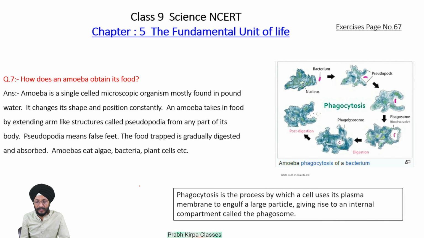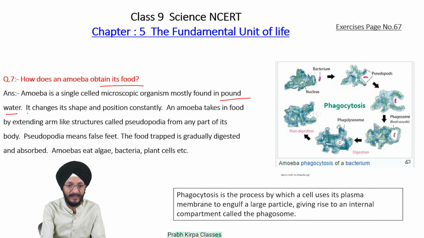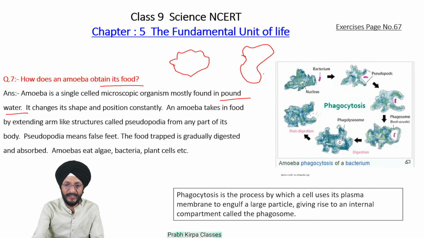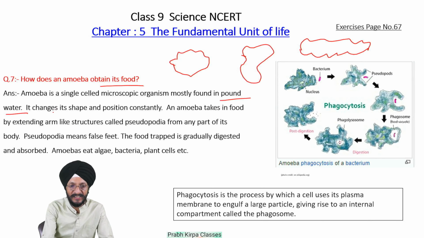Now another important question is, how does amoeba obtain its food? As you may already know, amoeba is a single-celled organism. It is mostly found in pond water. It may have any shape. It may have this shape, this shape, or this much shape. It changes its shape and position constantly.